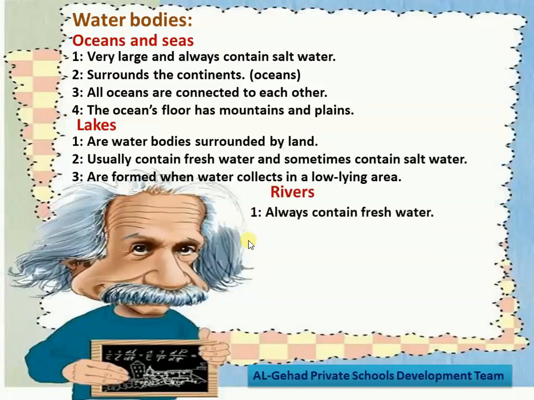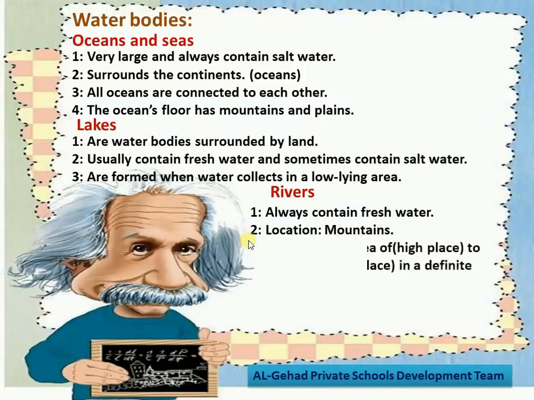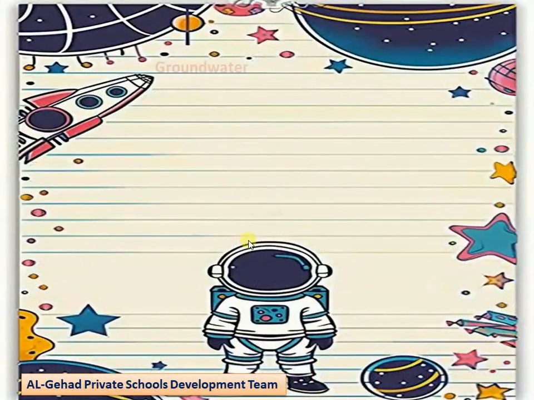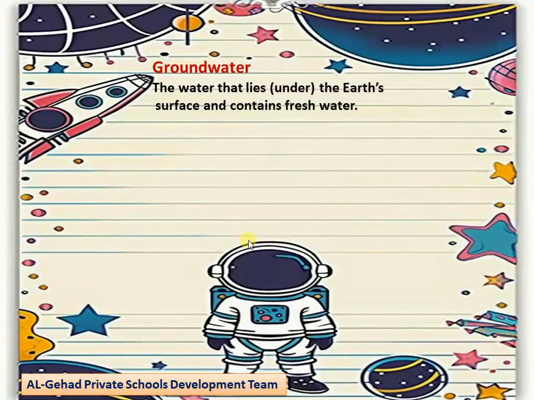Rivers. Rivers always contain the fresh water. Location in the mountains. Flow from an area of high place to an area of lower place in a definite path. Groundwater. The water that lies under the earth's surface and contains fresh water.